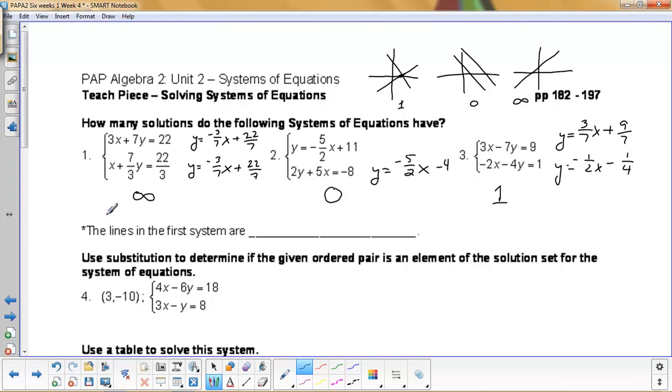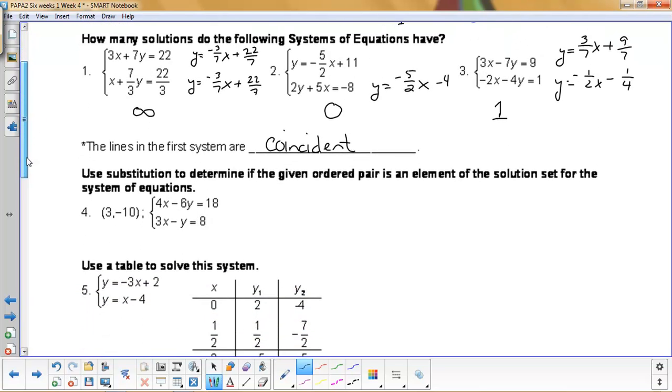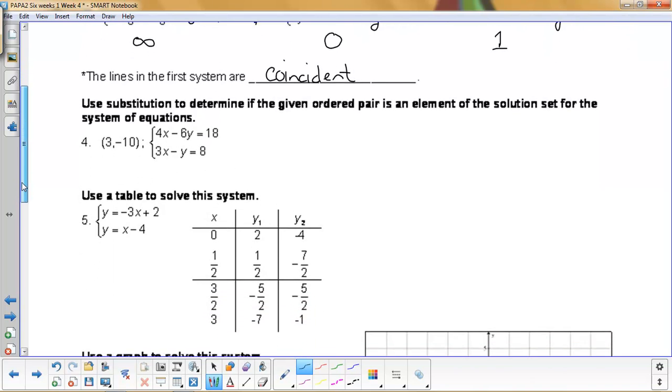Recall that the vocabulary term for the lines in the first system is coincident. Coincident. Please pay attention to that. There is a possibility of seeing that vocabulary term on a test or a quiz.